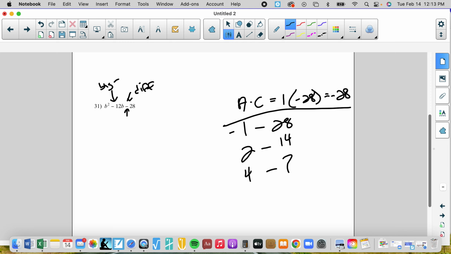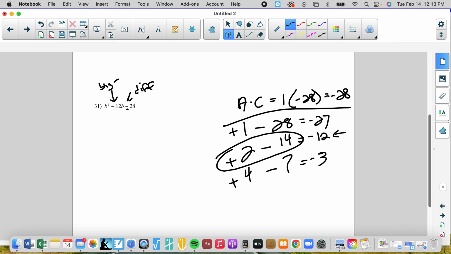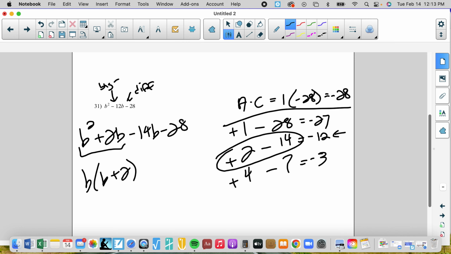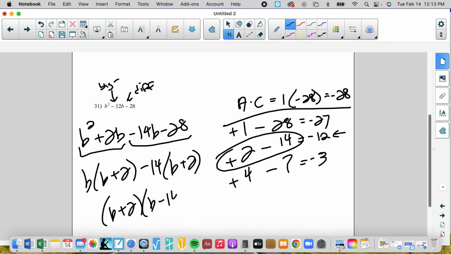Negative, negative, negative, positive, positive, positive, negative 27, negative 12, negative 3. My middle is negative 12, so I'm going to use these two. And I have b squared plus 2b minus 14b minus 28. Factor out a b, I get b plus 2. First term is negative, so I'm going to factor out a negative 14. b plus 2. b plus 2, b minus 14.